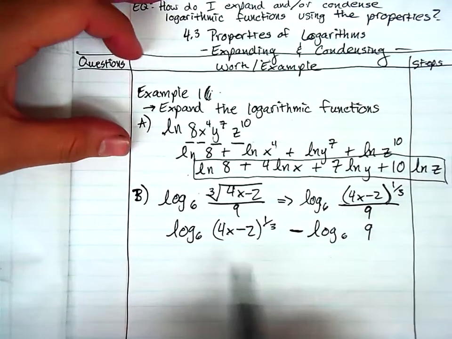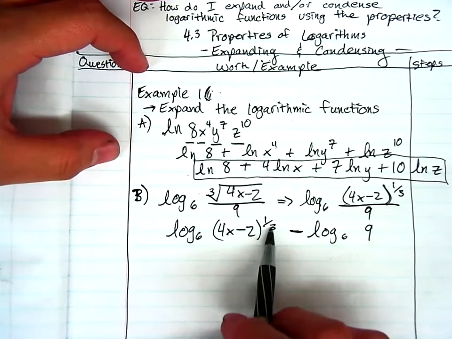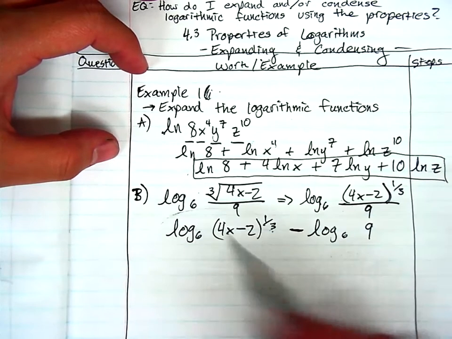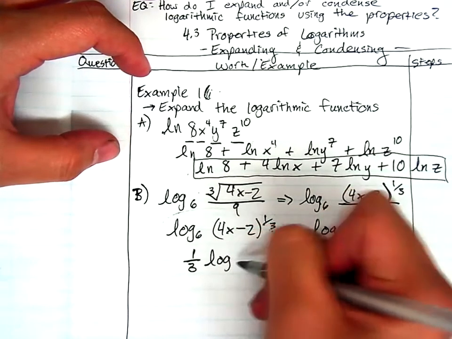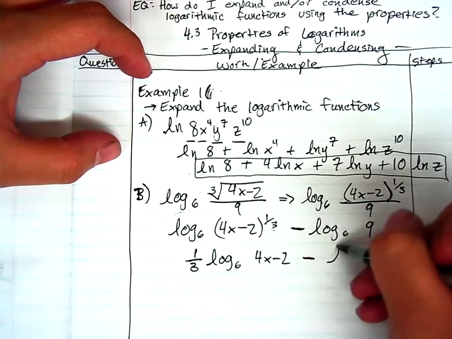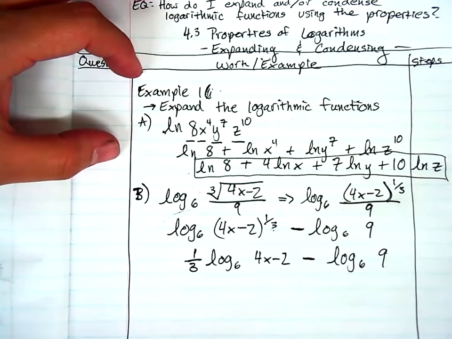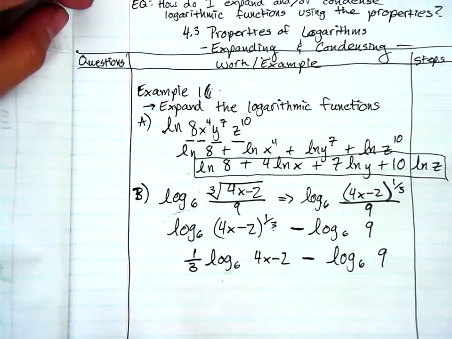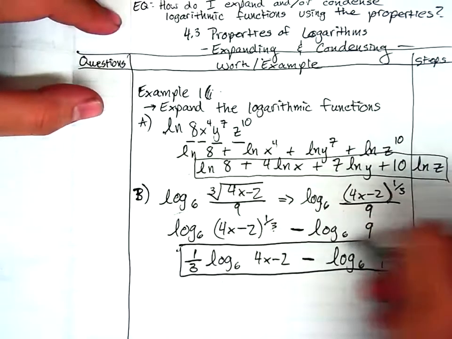Okay, so this is almost complete. The only thing is I have another power lingering right here. So because it's applying to this entire thing, I can go ahead and take this power and bring it down in front of my log. So I'm going to have 1/3 log base 6 of 4x minus 2 minus log base 6 of 9. Okay, so we're going to go ahead and leave it as that. We don't need to convert this into log base 10 unless we specified that you needed to, but this would be the acceptable expansion of this guy.